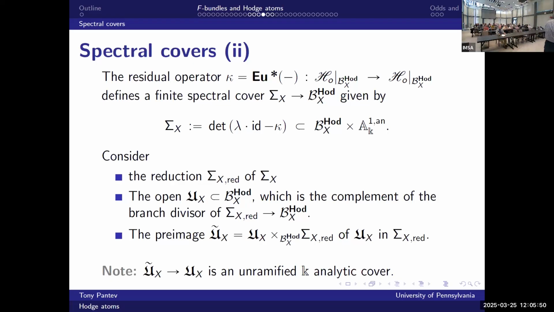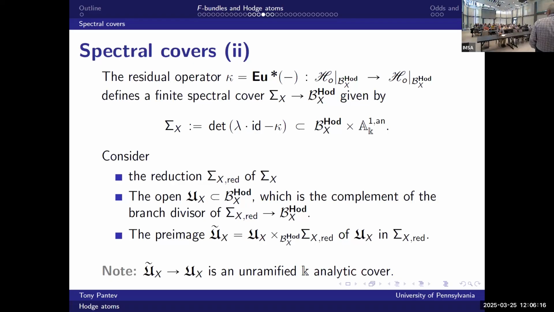And then you do exactly the opposite of what Milton did in the previous talk. You throw away the screen. You take the branch divisor of the spectral cover and you remove it. And then you look at the pre-image of the open complement of the branch divisor in the reduced spectral cover.